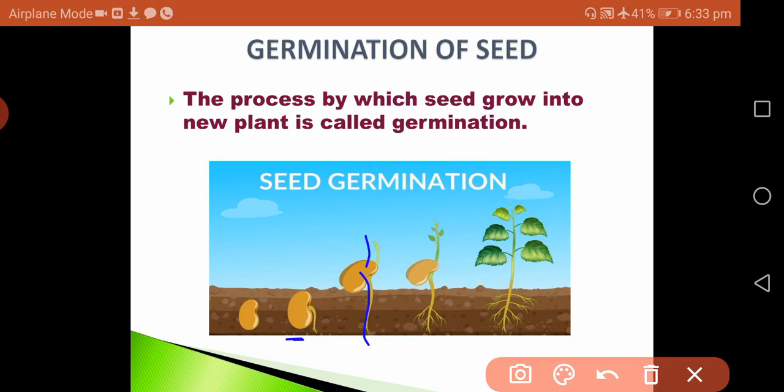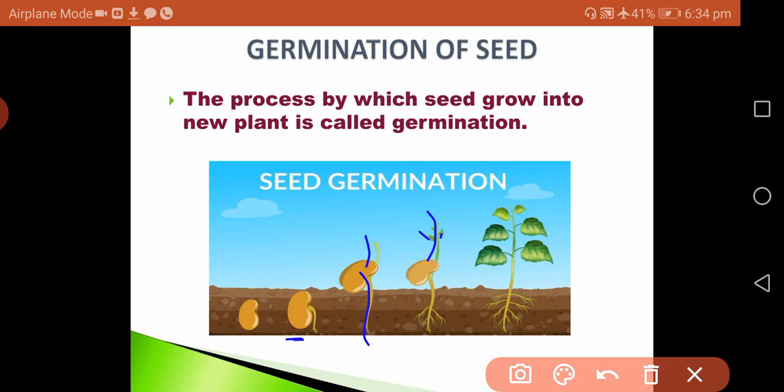Then it produces a seedling. Now what is a seedling? It is called a baby plant with just one or two leaves. Here you can see the seedling. It is a seedling which has just one or two leaves and this is called a baby plant.